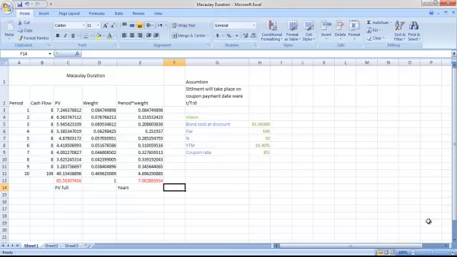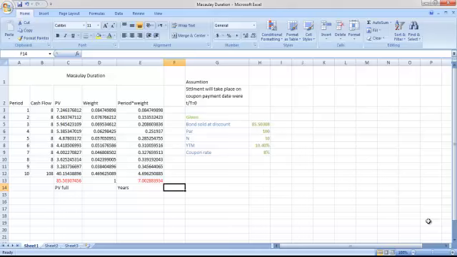Macaulay duration is named after Mr. Frederick Macaulay, the famous Canadian economist who first wrote about statistics in a book published in 1938.